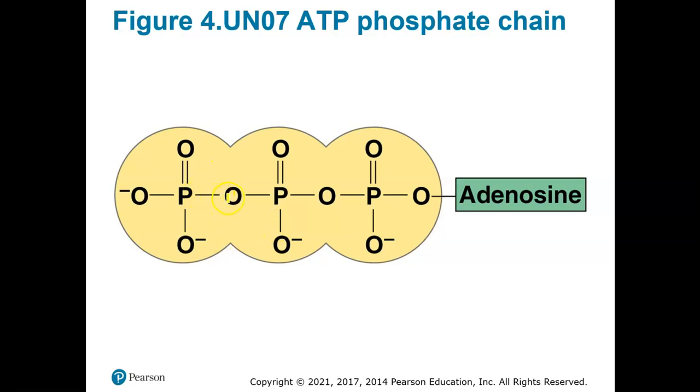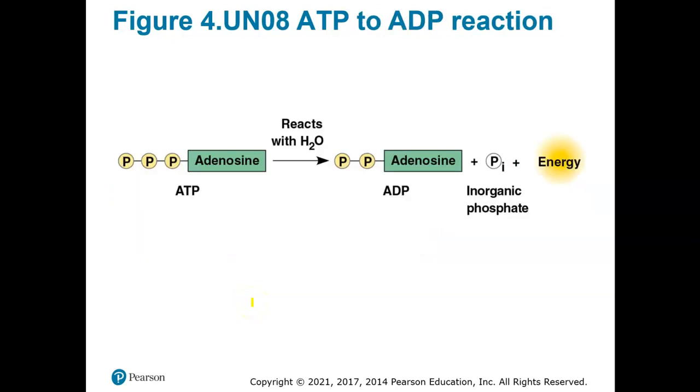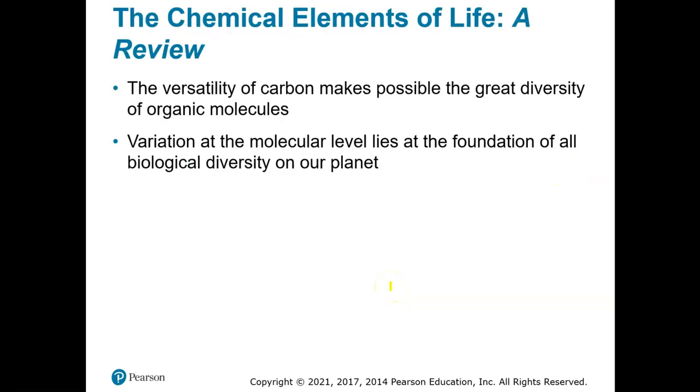So anytime the bond between any of those three phosphate groups is broken, energy is released. So basically you have adenosine triphosphate, 3 phosphates attached to adenosine. When that reacts with water inside of our cells, it becomes adenosine diphosphate and releases a phosphate, which we call inorganic phosphate. And then energy is released, and that's the energy that our cells use to do work.